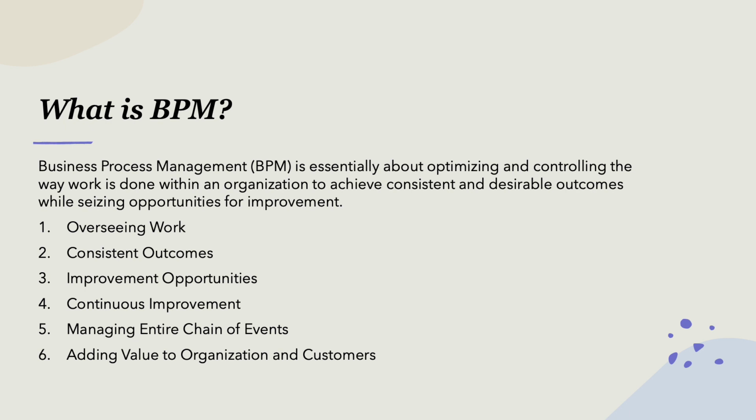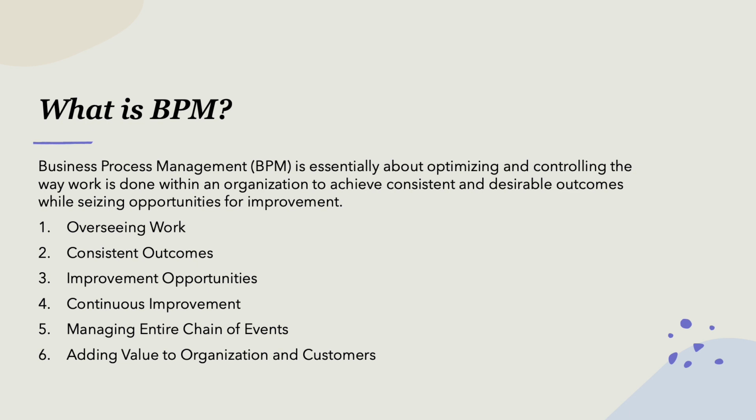It's always about looking for ways to do things better. For continuous improvement, BPM is an ongoing effort. This means regularly reviewing and refining your processes to make them even better over time. Managing the entire chain of events: BPM looks at the bigger picture. Instead of focusing on individual tasks, it manages the entire sequence of events from start to finish.